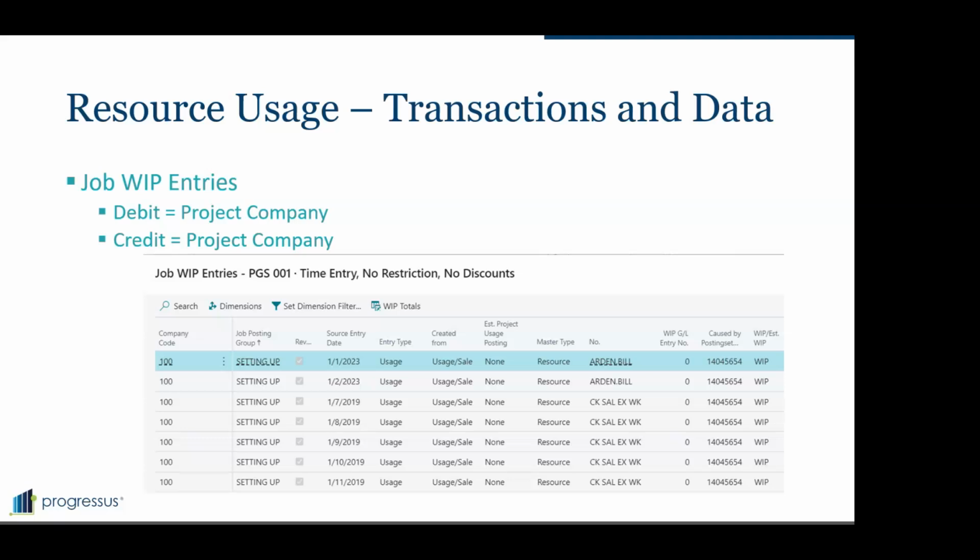Additionally, if WIP is run for the usage lines, it will always post to the debit and credit company of the project. Again, when that's the case, there are no due to, due from transactions created at the time.